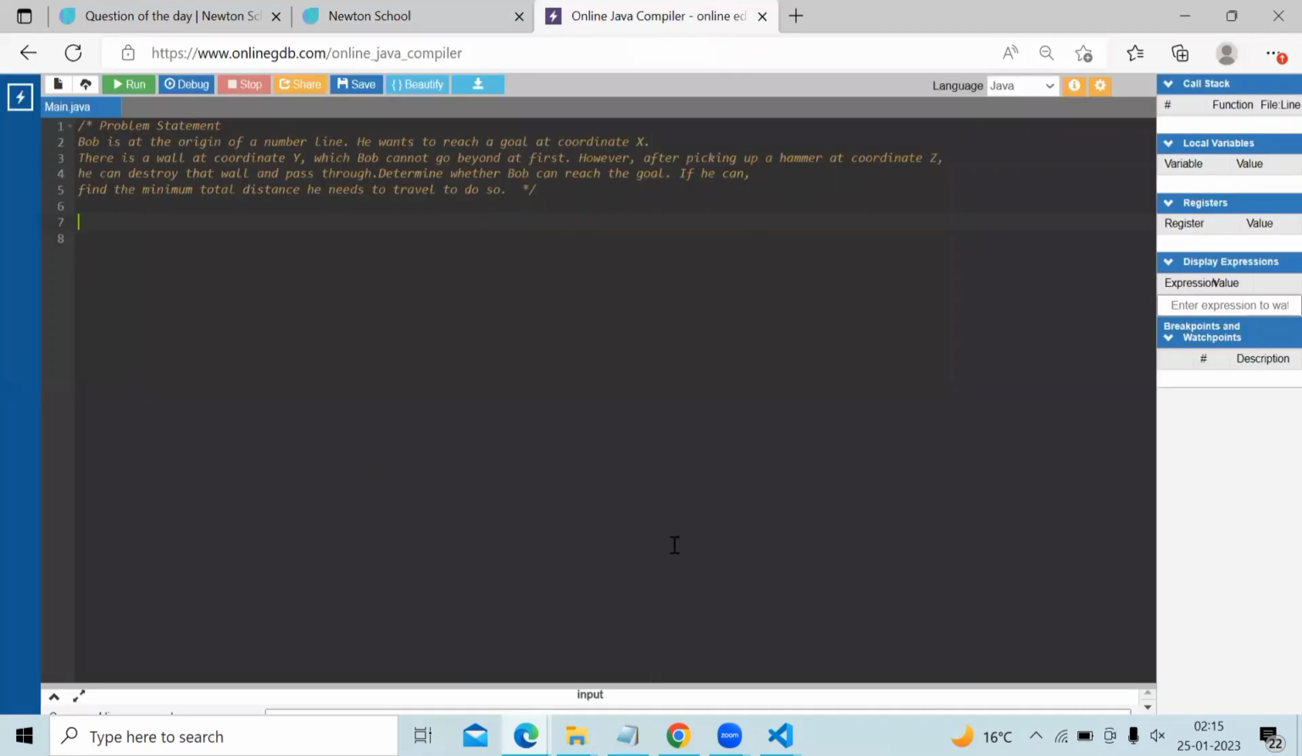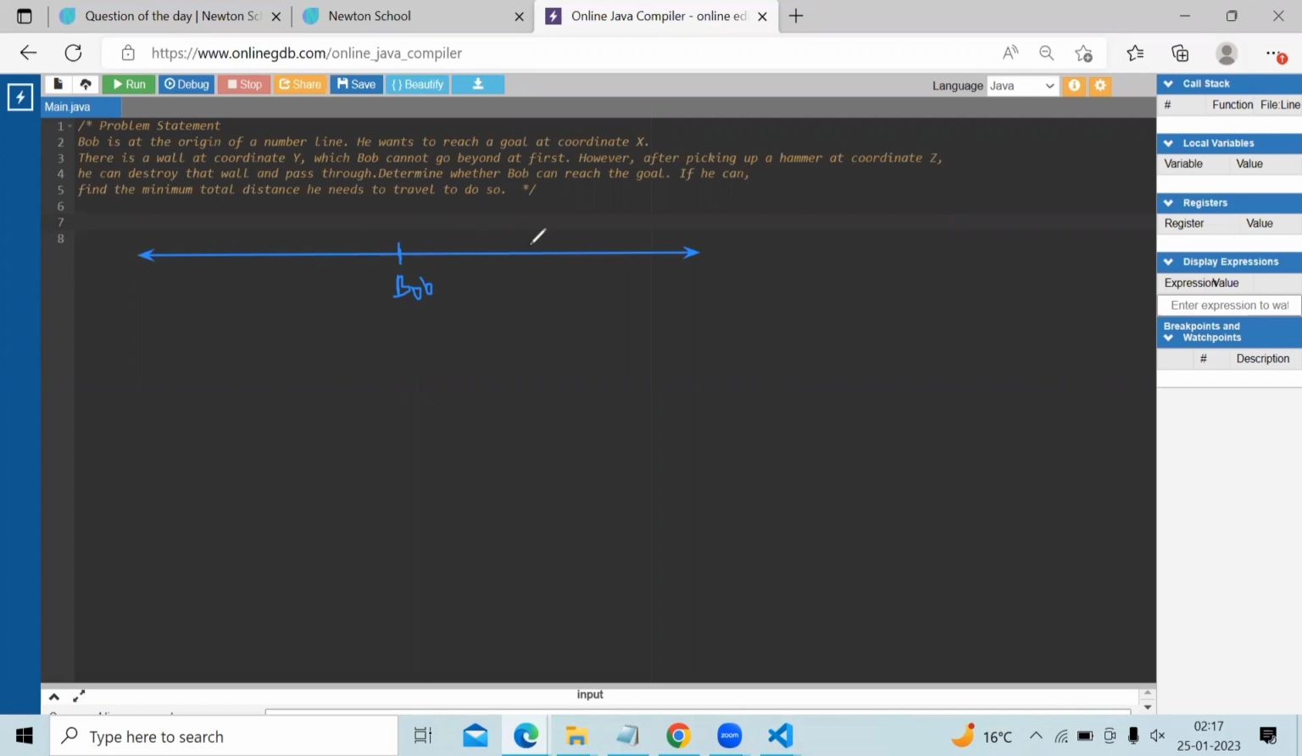Let's suppose this is one number line. Let's try to understand on this. Suppose this is the position of Bob. This is the initial origin where Bob is standing. Now we are given the three coordinates, that is x, y, and z.